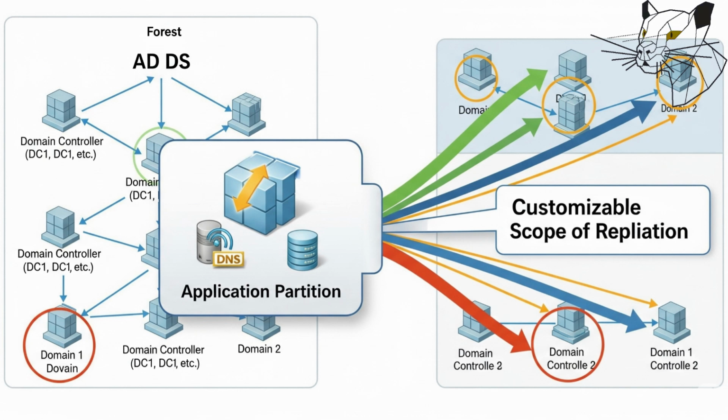Application partition. The application partition stores non-domain, application-related information that tends to be updated at a higher frequency or have a customizable lifetime, such as a Domain Name System (DNS) partition when Active Directory Integrated DNS is enabled. You typically have the flexibility to designate the scope of replication of application partitions by designating which domain controllers in a forest will host its copies.